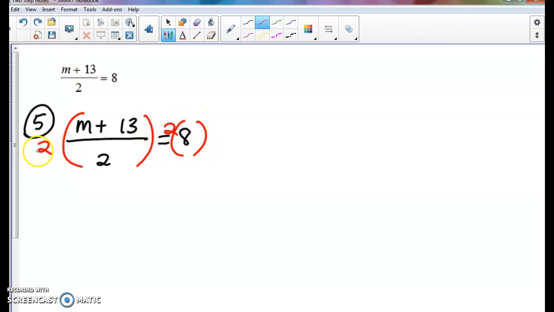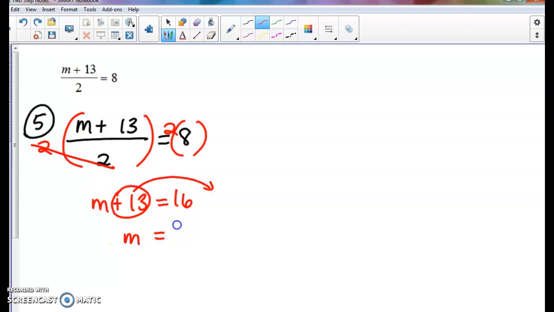And once again, if you multiply by 2 and you divide by 2, the 2's cancel and leave us with m plus 13 equals 2 times 8 is 16. And now we just got to do what we got to do to solve for m. Since it's being added to 13, we're going to transpose, and say m equals 16 minus 13. M equals 16 minus 13 is 3.